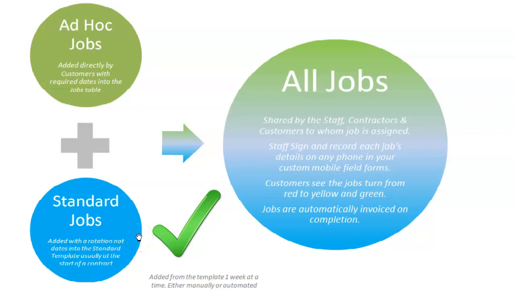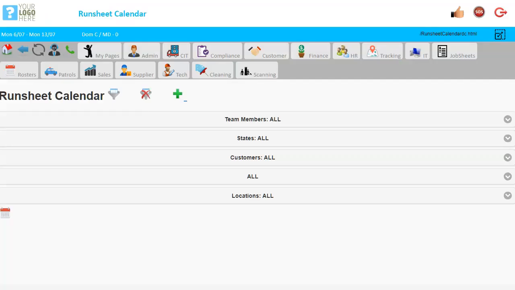Usually at the start of a contract, you'll sit down with your customers and your customers will add rotational bookings for every week. They would like this job to be done on a Monday and that job to be done on a Tuesday, etc. So that then forms the template so that every week those jobs will come across. So let's have a look at how we do that.